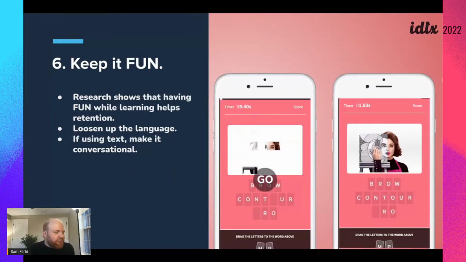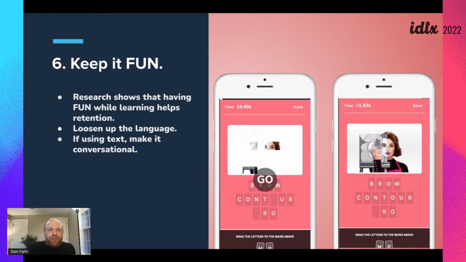Okay, number 6, keep it fun. There's something about micro learning, and it's not just the deliverability. It's not just how it's delivered. We tend to be mobile based micro learning. It's on the phone or it's on an iPad, but it tends to work best when it's fun.